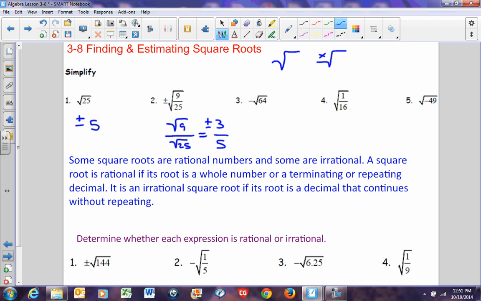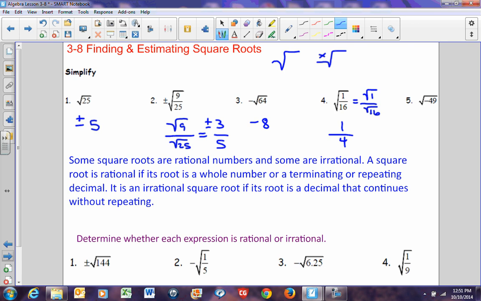Number 3 is specifically asking you for the negative square root of 64. So this is going to be negative 8. Number 4, again, we have a fraction, and you can rewrite this as the square root of 1 over the square root of 16. The square root of 1 is 1, the square root of 16 is 4. So it's 1/4.